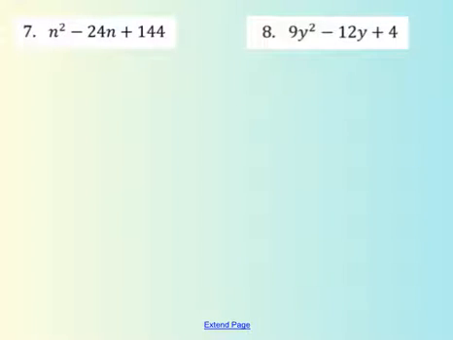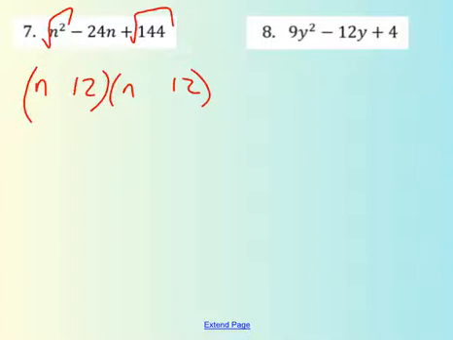Here's what we're talking about. I know the square root of 144 is 12. I know the square root of n squared is n. So I can write n, I can write 12, n, and 12.